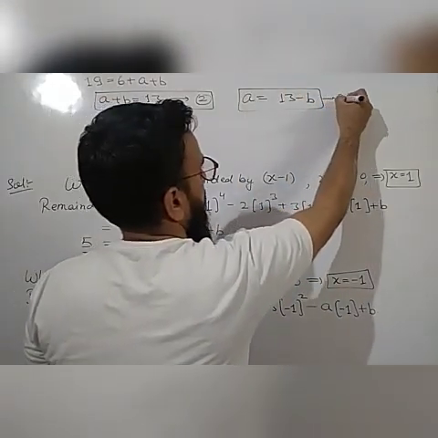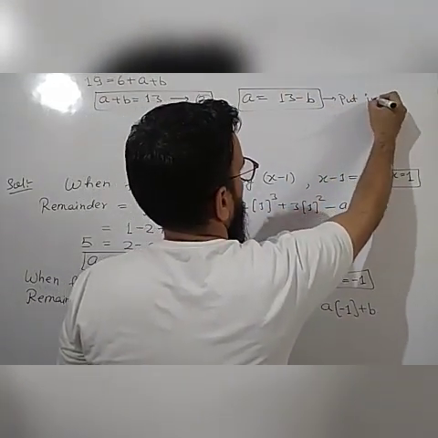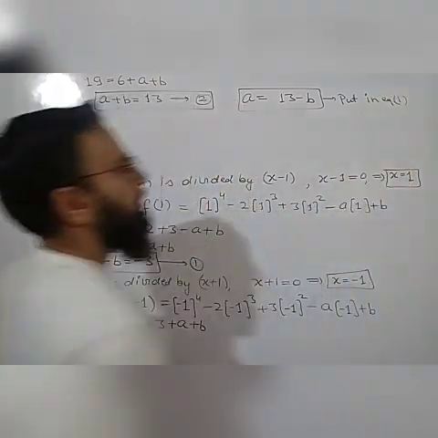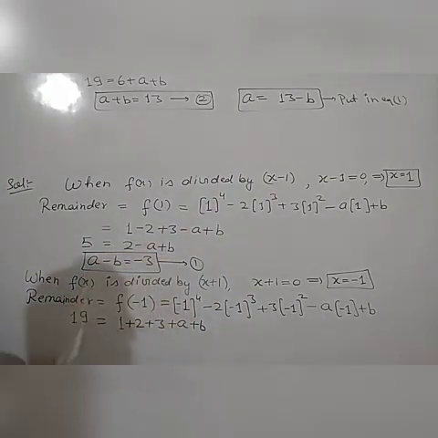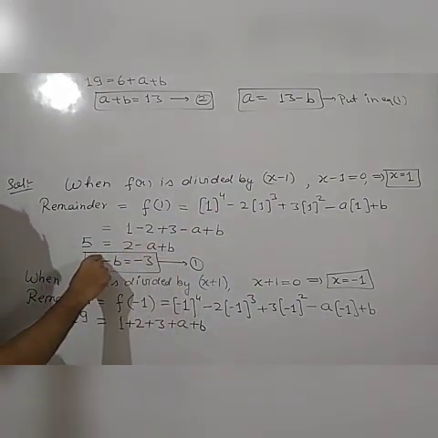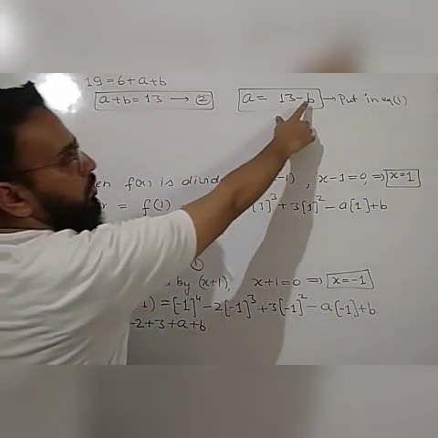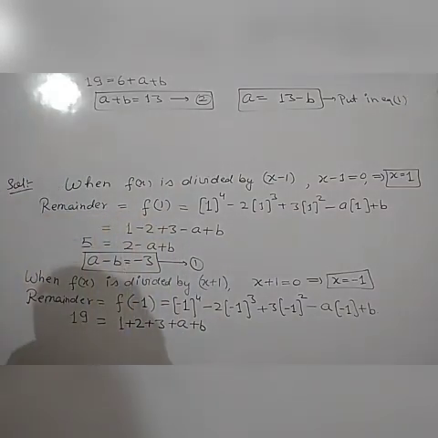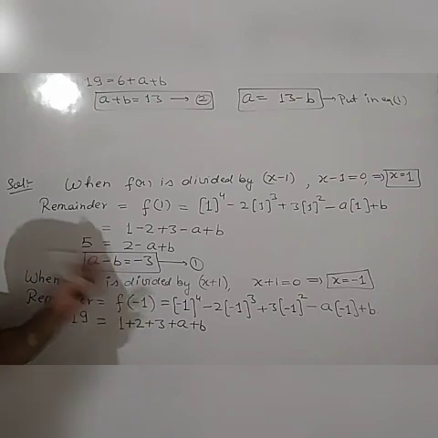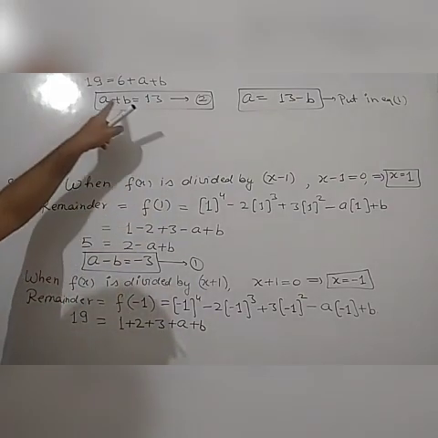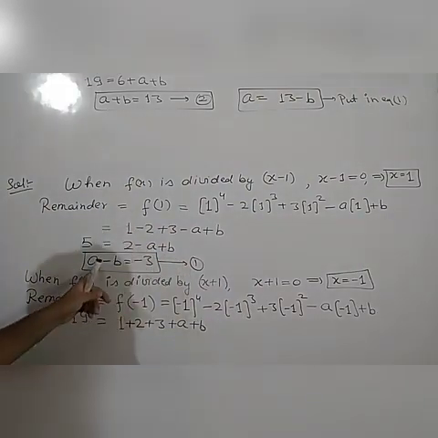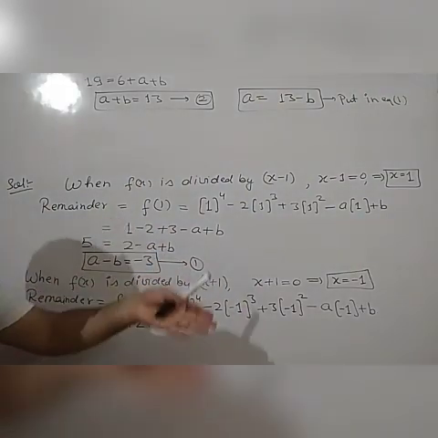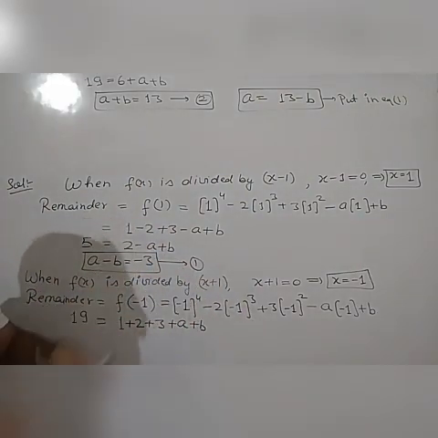Put this value in equation 1. Because if we put the value of a in equation 1, then a will be eliminated and we will get an equation in terms of b. This method is known as the elimination method. So we have to eliminate either a or b. In this case, I am taking the value of a and putting it in equation number 1. So we will eliminate a and get the value of b as the answer.